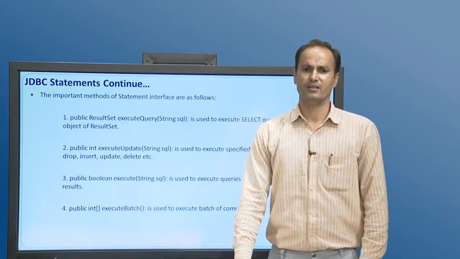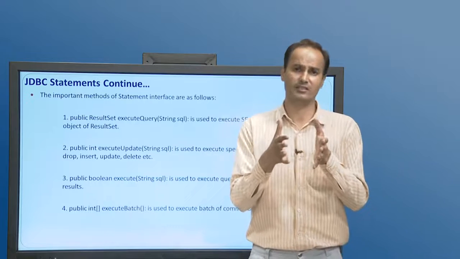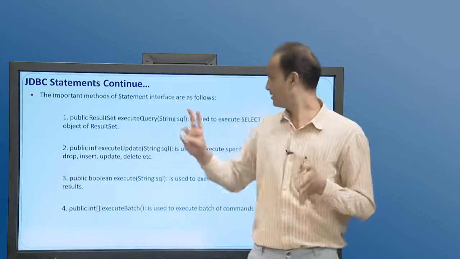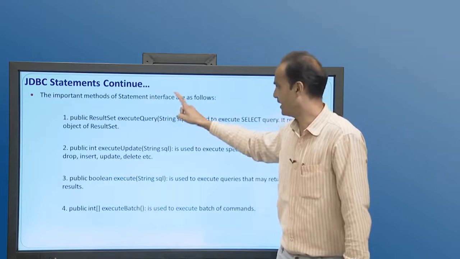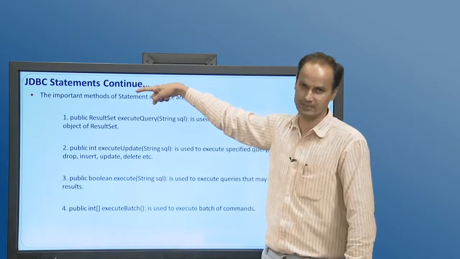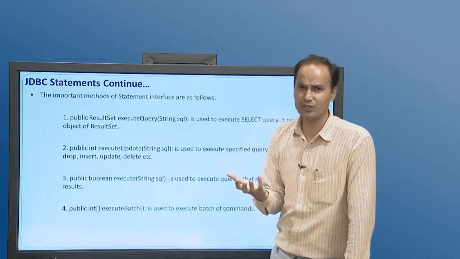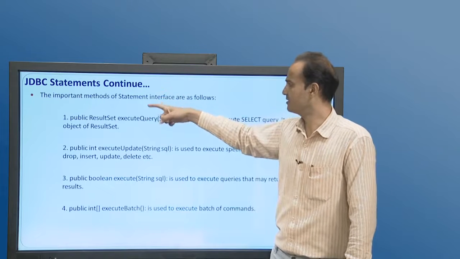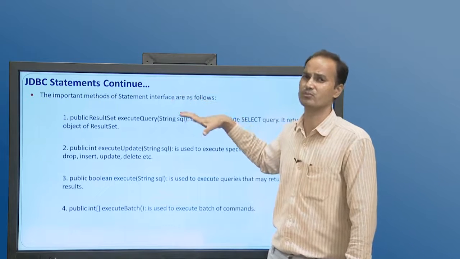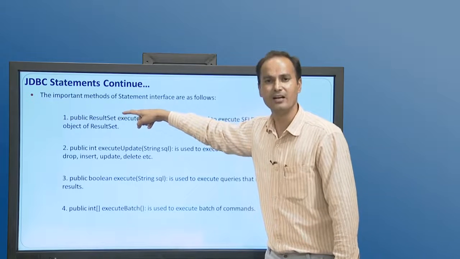Once we have a statement instance, we can execute a number of methods. The most important ones are executeQuery, executeUpdate, and execute. These three are methods of the statement interface. Once we have a statement instance, we can execute using it. What is the difference? Now we need to know the difference. First one, executeQuery. It returns a result set.